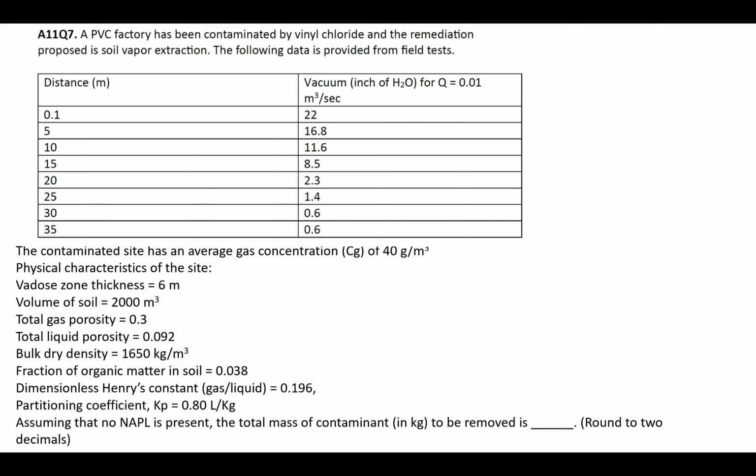So let's see how to solve this question. First, let's write everything which is given. The volume of contaminated soil is 2000 meter cube. Henry's constant H is given as 0.196.